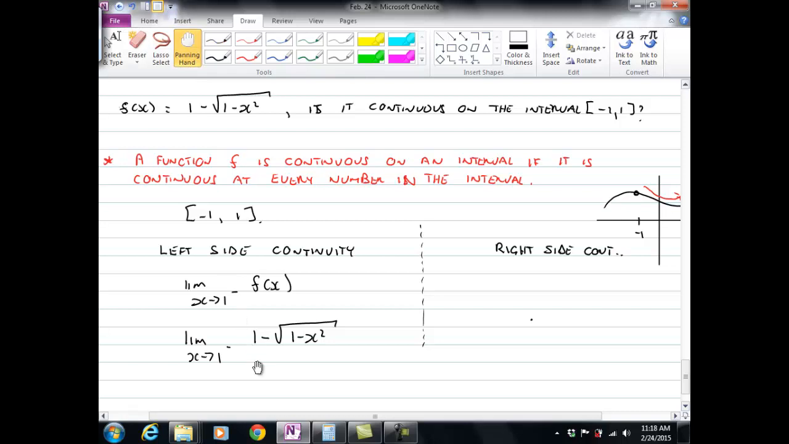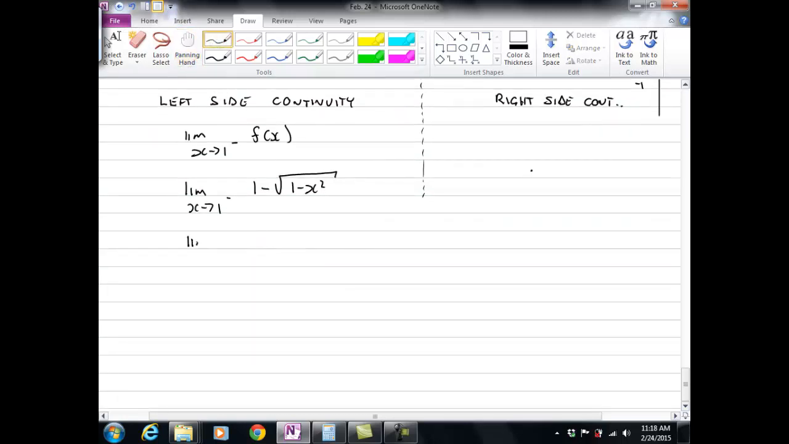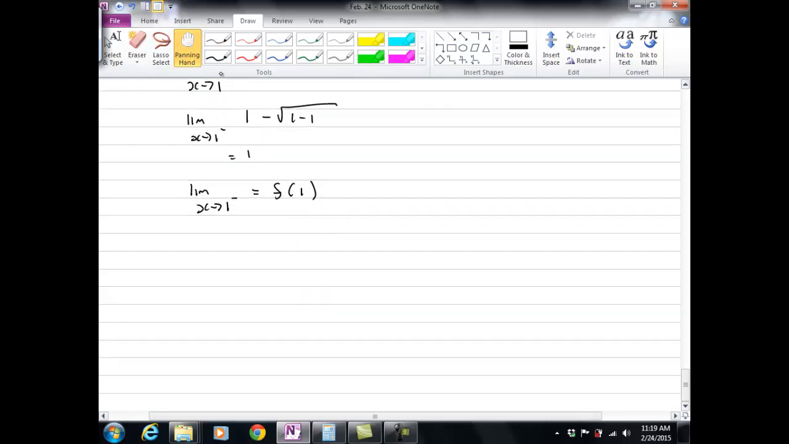So if I look at this, I just plug in, and notice when I find the limit as x approaches 1 from the left, I can just sub it in. 1 minus 1, which equals 0. Would you agree also that the limit as x approaches 1 from the left equals f of 1? Hey, it satisfies my 3 conditions. Therefore, we can say this. The graph is continuous from the left.